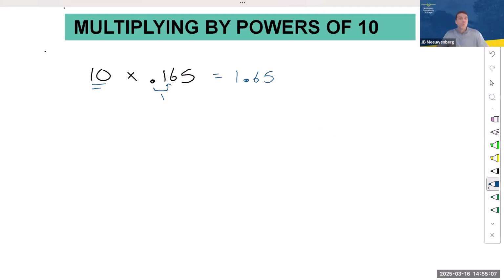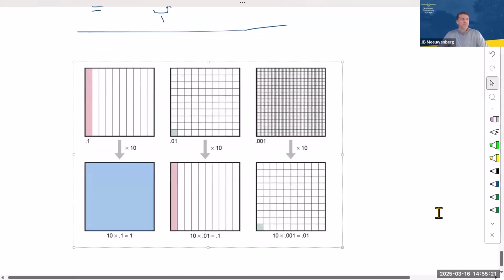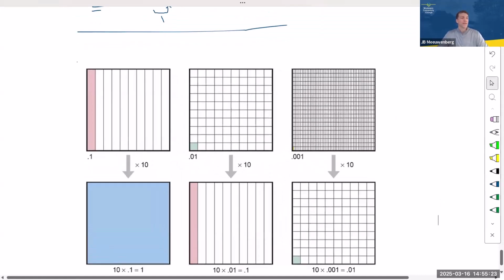If not, that's okay. What we're going to be focusing on is why this works the way it does. That starts with analyzing some pictures. So I'm going to pull in this picture and we're going to take a few minutes to analyze what's going on here.